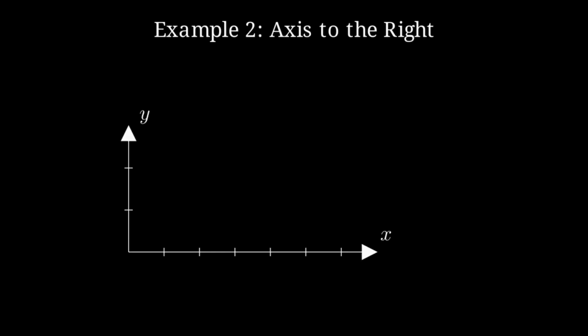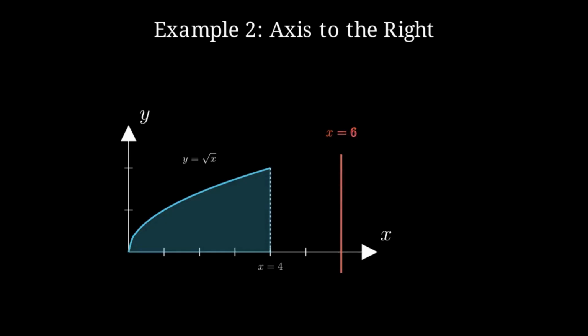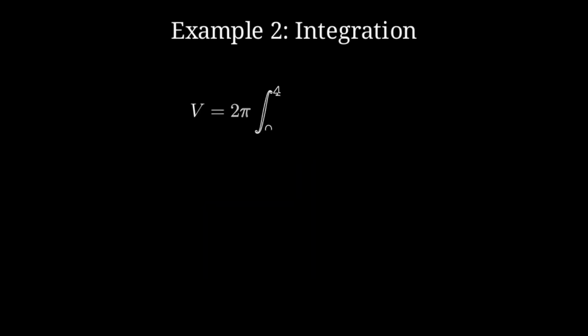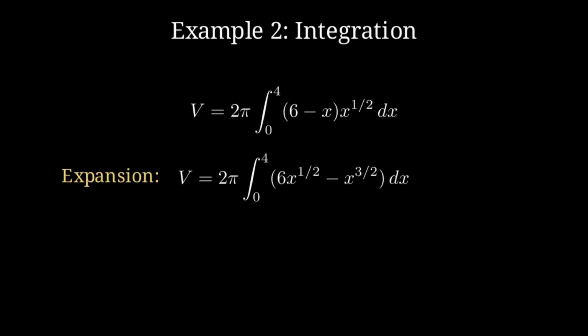Now, let's look at a case where the axis is to the right. We rotate the region under y equals square root of x from 0 to 4 around the line x equals 6. Notice the gap between the region and the axis. Since the axis is at x equals 6 and our x values are between 0 and 4, the radius is 6 minus x. The height is simply the square root of x. The setup is now ready for integration. Distributing the square root of x, we get 6x to the 1/2 power minus x to the 3/2 power. By using the power rule for integration, we can solve this term by term to find the volume of the resulting solid.